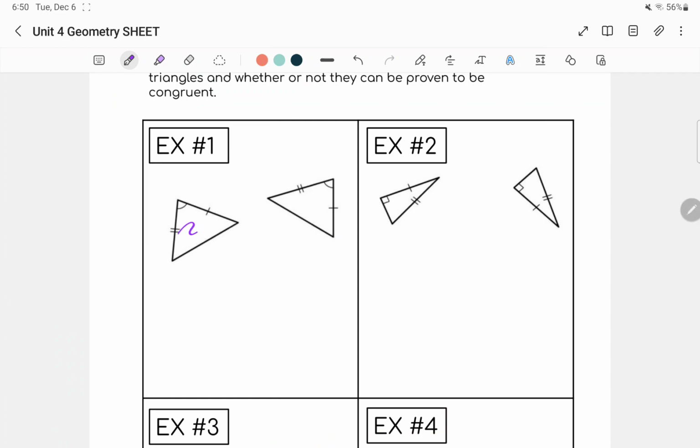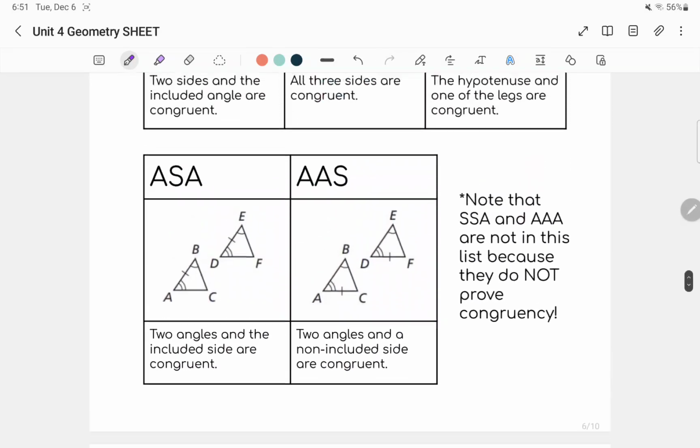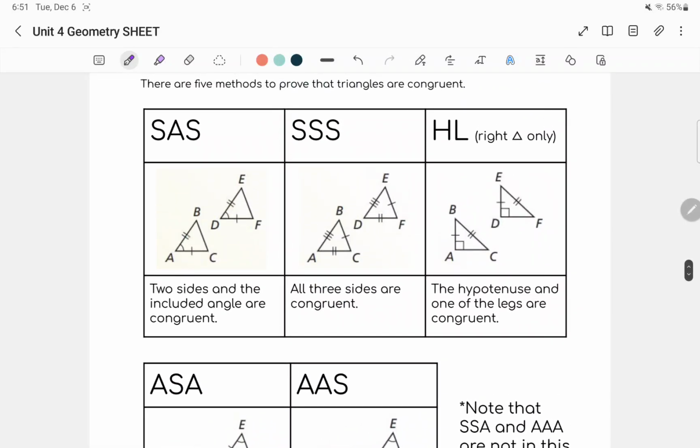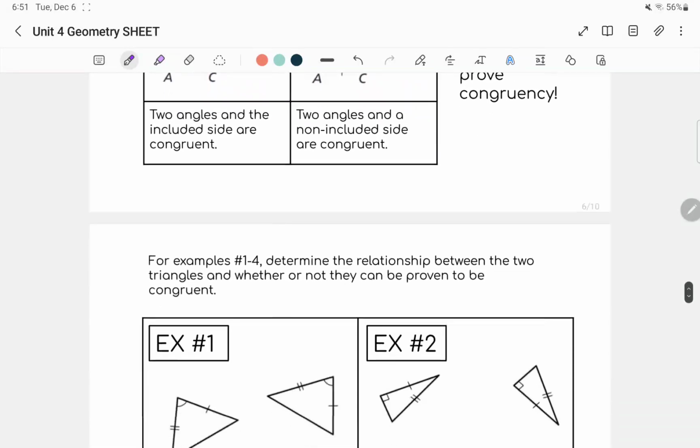So I have a side, an angle, and a side, right? So that would be SAS. That's it. They are congruent. Yes, they are congruent. Because, let's scroll back up, as long as I have a side, an angle, and a side that are congruent to each other in both triangles, then the whole triangles, both of them, are congruent.